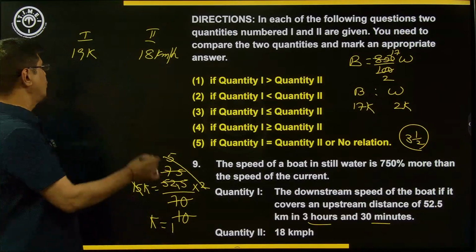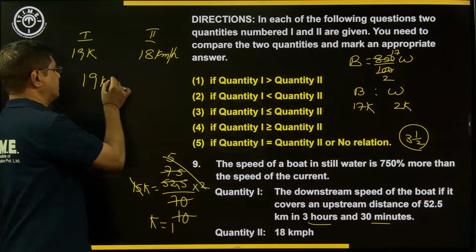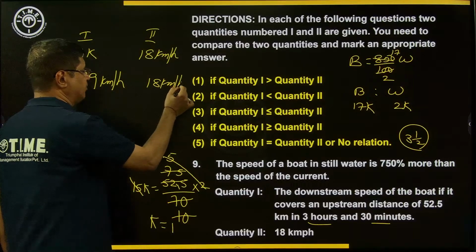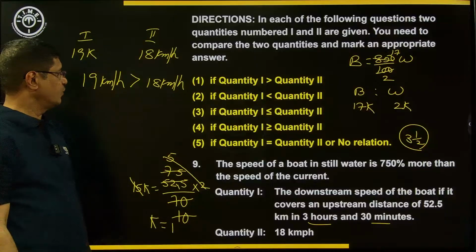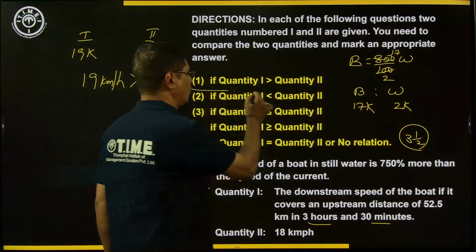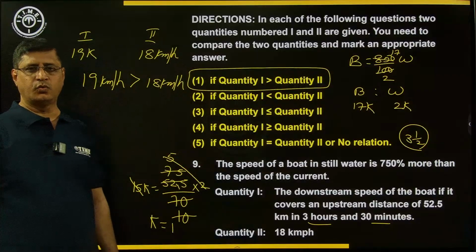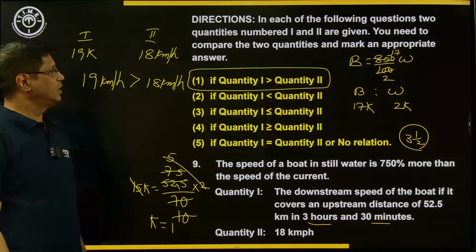When k is equal to 1, 19k means 19 kilometer per hour. 19 kilometer per hour, 18 kilometer per hour. Just compare these two. 19 is numerically greater than 18. Then what is the right choice? Option 1. The answer for this question is choice 1. Okay. Right. Next example on your screen.